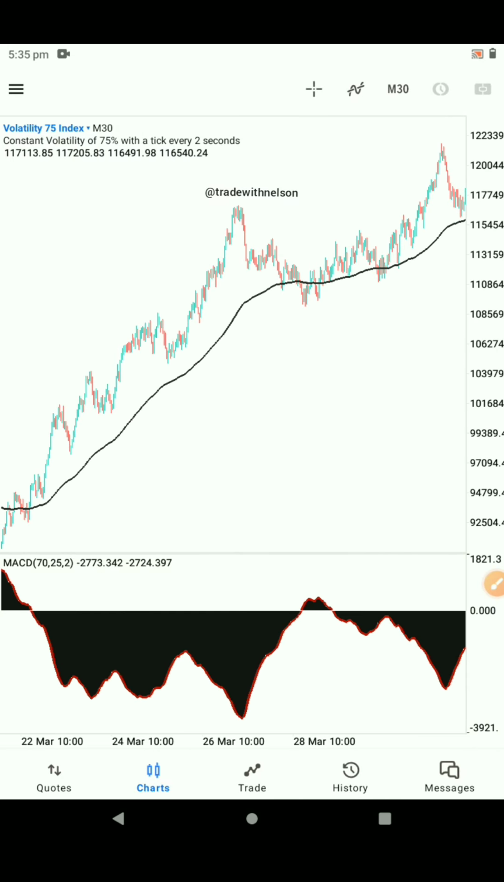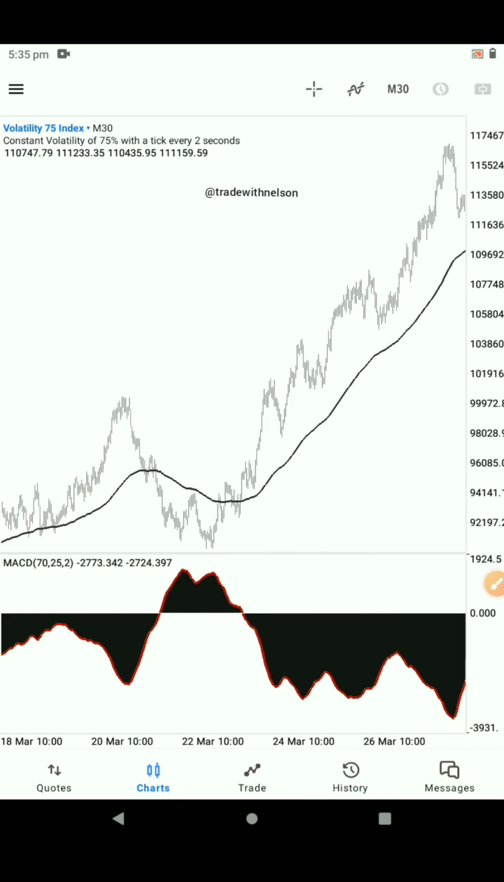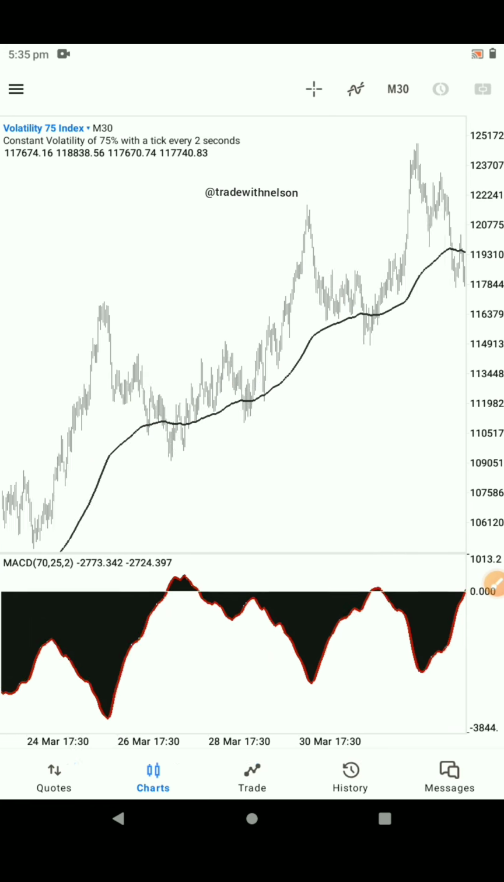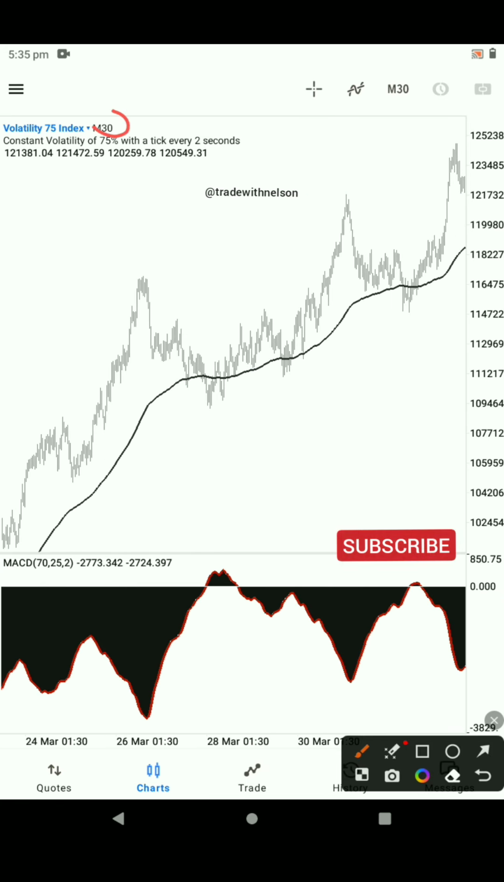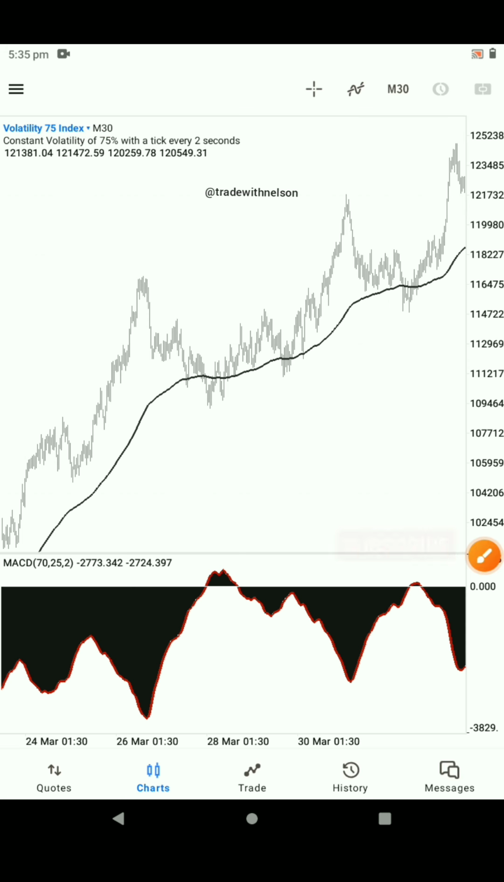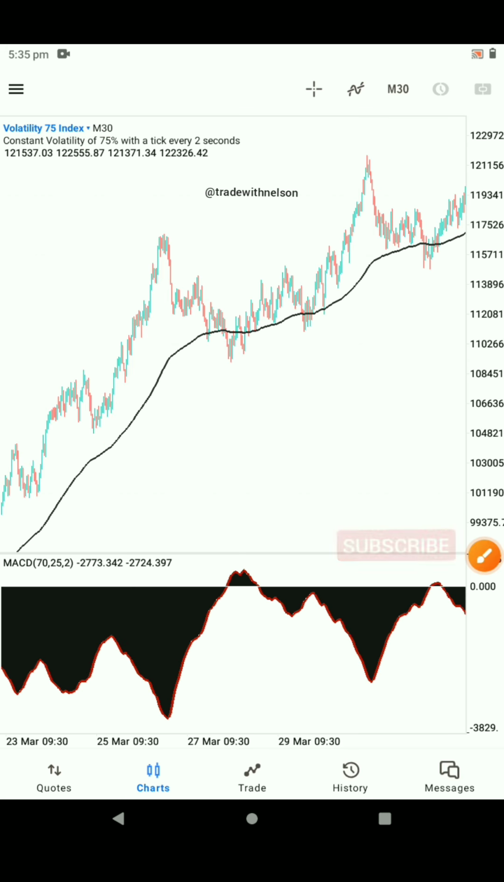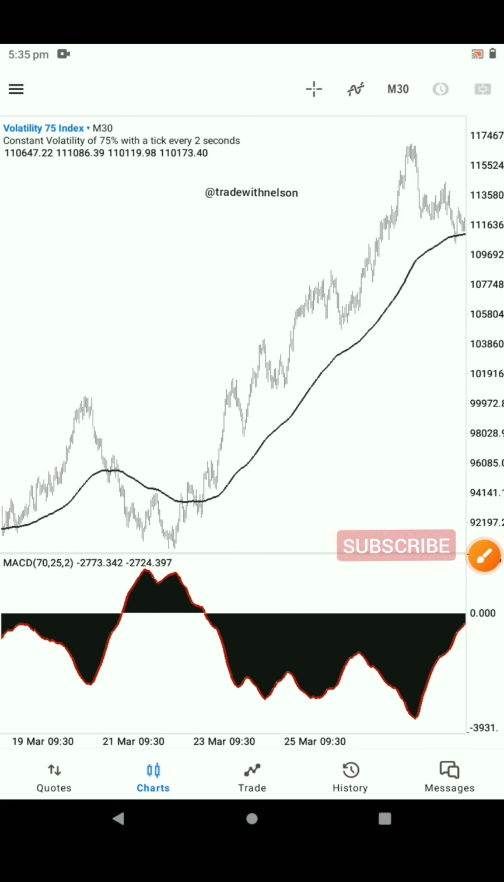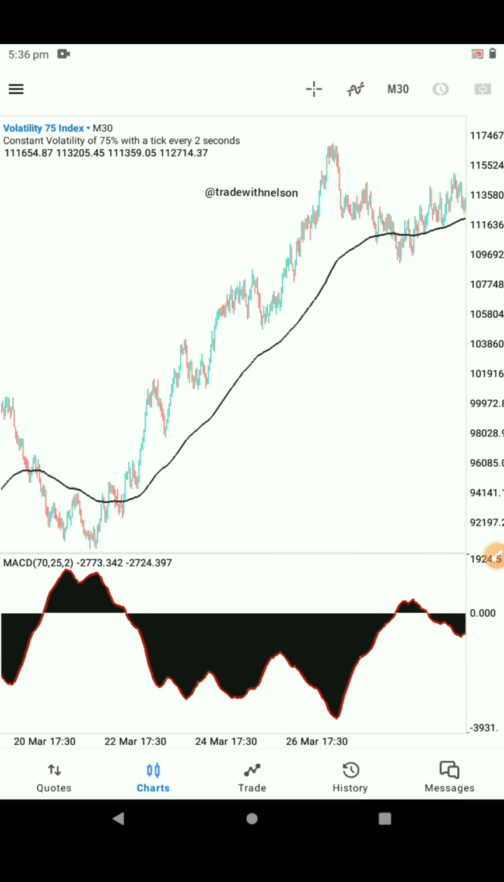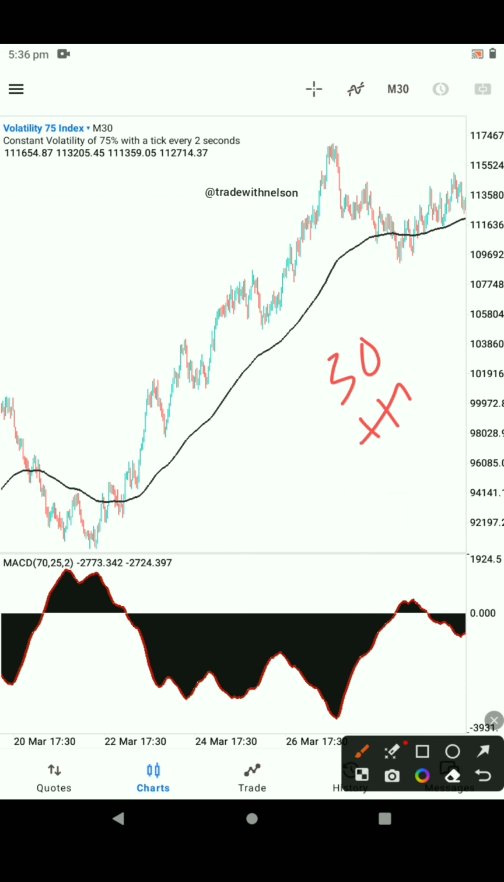In this video, I'll be showing you one of the easiest strategies that you can ever see online. So here, if you look carefully on my chart, this is the 30 minutes time frame and this is Volatility 75. So this strategy is basically for the volatility index. You can also backtest the forex index, but it works very perfectly in the volatility index. The time frame we'll be using is the 30 minutes time frame or the 1 hour time frame.